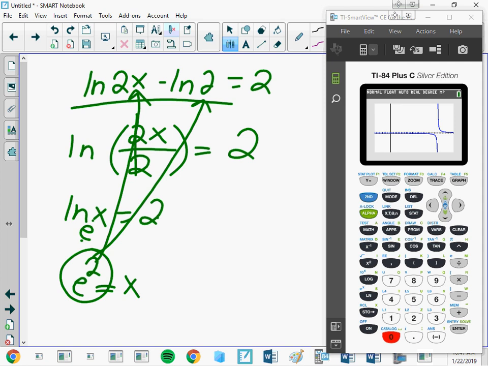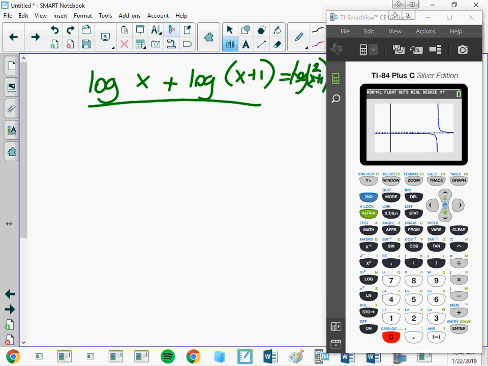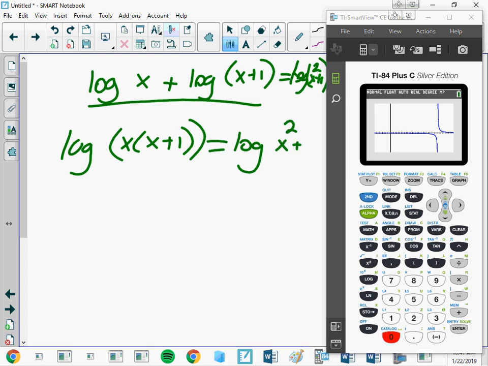Like on the next one, number 14. So we have log of x plus 1 equals the log of x squared plus 1. So I'm going to use the product rule. They're both positive. So I get the log of x times x plus 1 equal to the log of x squared plus 1.